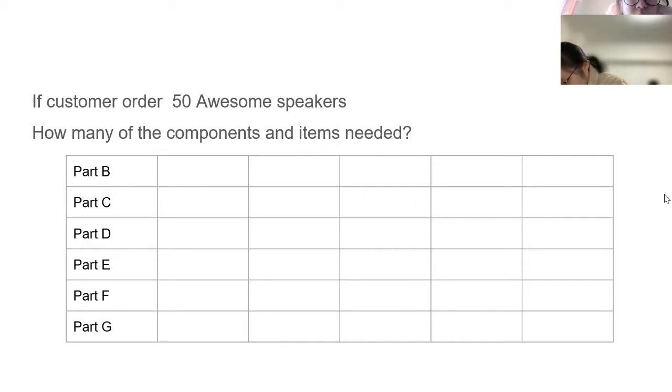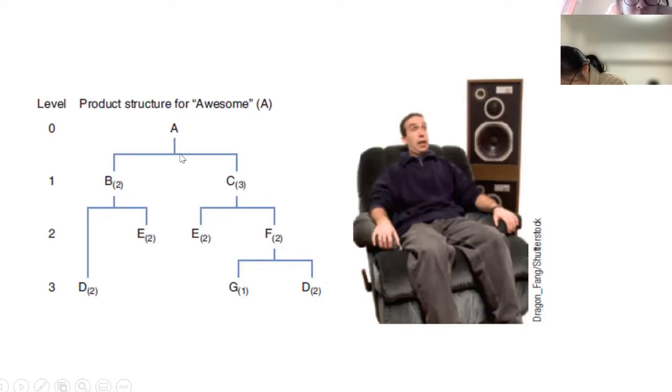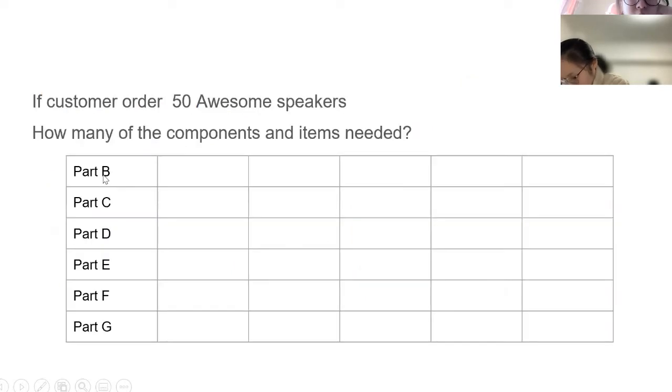How many items are needed for each part? Any questions here before you do this? Any questions? Okay, then tell me how many parts are required for B. And how do you get that? I will write it down. How many Bs are required for an order of 50 awesome speakers? Are you home? Switch on your video, I'll call your name.